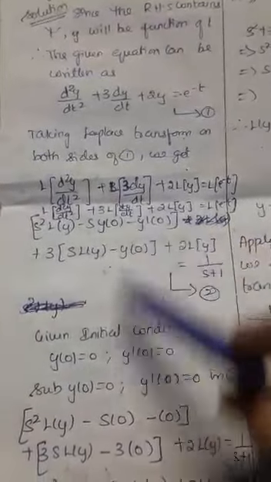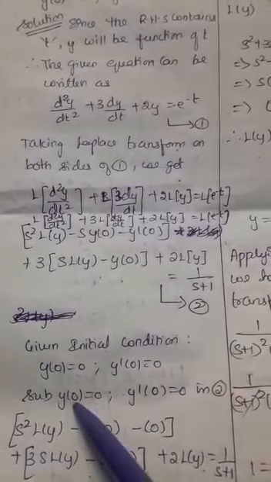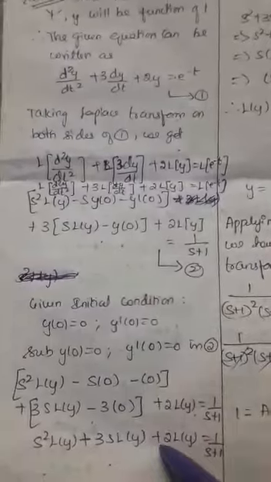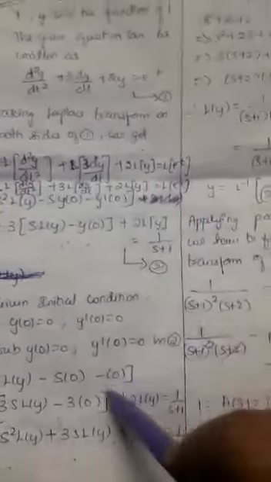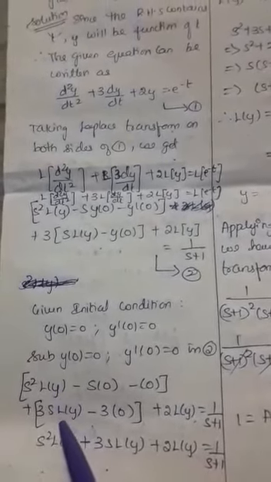Initial conditions are given. Now you substitute the initial conditions in this. So y of 0 is 0 and y dash of 0 is 0. Wherever you have y of 0, apply 0, and y dash of 0, apply 0. So in 2, if you apply 0, you will get this step. After zeros cancelled, you will get this step. So after that, what I have in common is L of y: s square L of y, here 3 times of s L of y, and here plus 2 times of L of y equal to 1 by s plus 1.